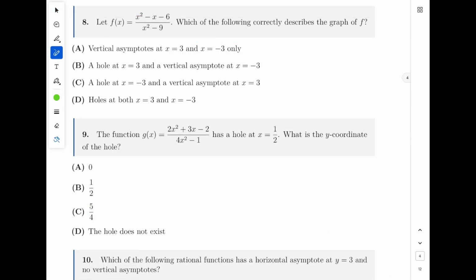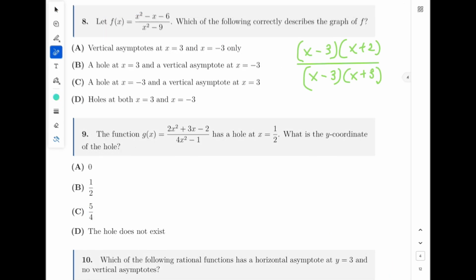Here is question 8, have a try. Alright, question 8, we have a rational function, and we have to figure out vertical asymptotes and holes. Whenever you look at vertical asymptotes and holes or even horizontal asymptotes, I want you to factor the function. So x squared minus x minus 6 is (x minus 3)(x plus 2), and the denominator is just a difference of squares, which is (x minus 3)(x plus 3).